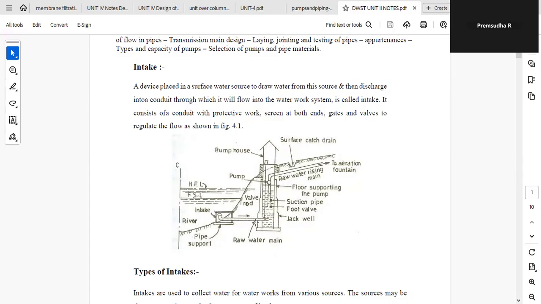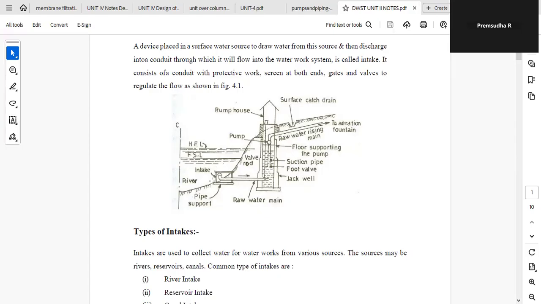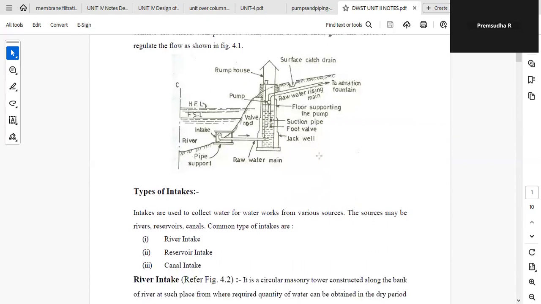So how is the water carried from the river through the pipeline? The intake is a structure constructed near the source of water or subsurface source. Then they collect the water and take it to the treatment plant through pipe support and pump support. Here you can see the general intake structure and the pump comes. And here there is a gate valve, then foot valve, screens.